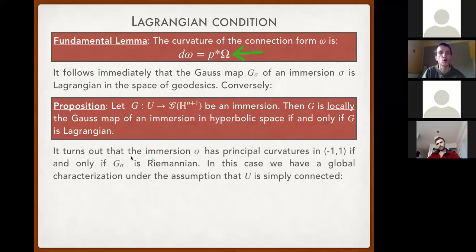If you now go back to our condition of principal curvatures in -1, 1, the interesting thing is that in terms of the pseudo-Riemannian geometry of the space of oriented geodesics, an immersion sigma has principal curvatures in -1, 1 if and only if the Gauss map is Riemannian. This is with respect to the pseudo-Riemannian metric in the space of geodesics. This is, in my opinion, a nice geometric interpretation of the condition of principal curvatures in -1, 1. And in this case, we can give a better characterization.